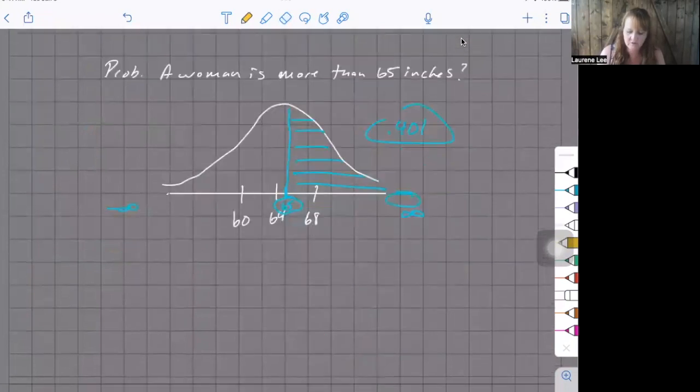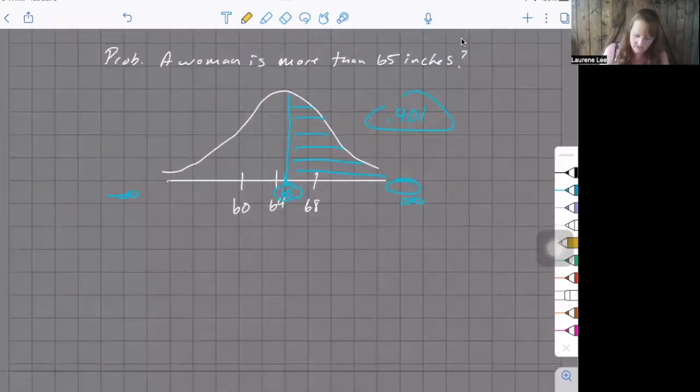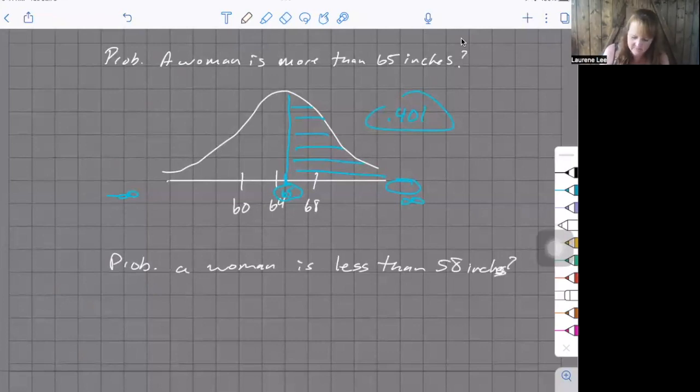Similarly, I can ask you about a less than, okay? What's the probability that a woman is less than, say, 58 inches? So now we're looking at, here's 58 here. Let's do this in yellow. Here's 58, okay? And less than is to the left. Bigger's to the right, smaller's to the left, okay?